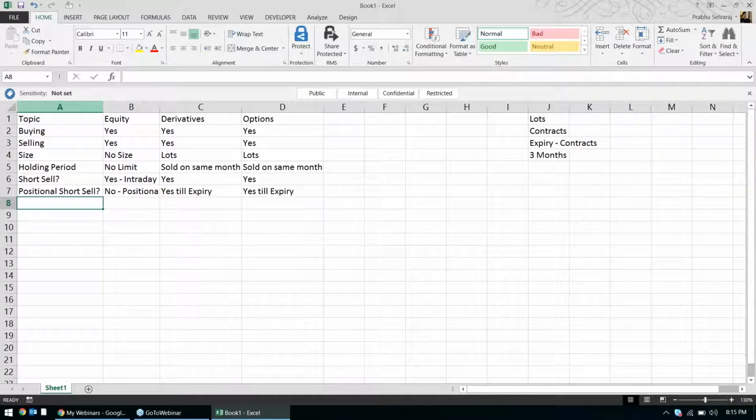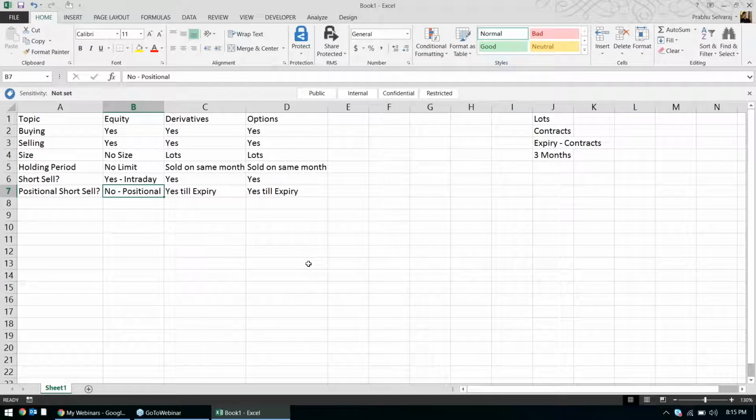Done. Next, what else is the difference between these two? STBT is not possible in equity. It's only possible in futures. Only the stocks which are in futures, not cash stocks. Only FNO stocks are allowed to do it, not cash stocks. Derivatives are allowed.